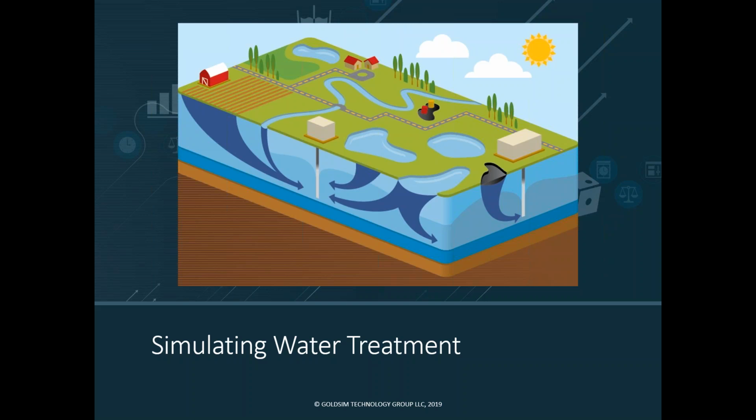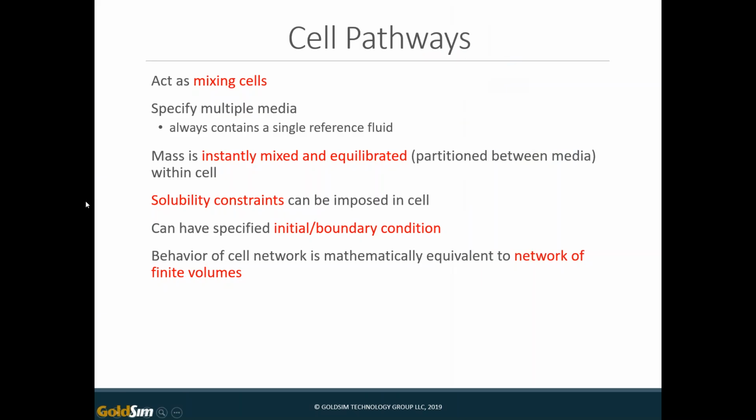So now let's switch to simulating water treatment. What we're going to talk about now is specifically how we use this contaminant transport module to simulate water treatment. So we're going to return to these cell pathways that I mentioned. Cell pathways are mixing cells. What does that mean? Well, we can put media inside the cell pathways. In this webinar, we're only going to have water in our cell pathways. Just to simplify things, we're not going to have any solids or any other fluids. We're just going to have water.